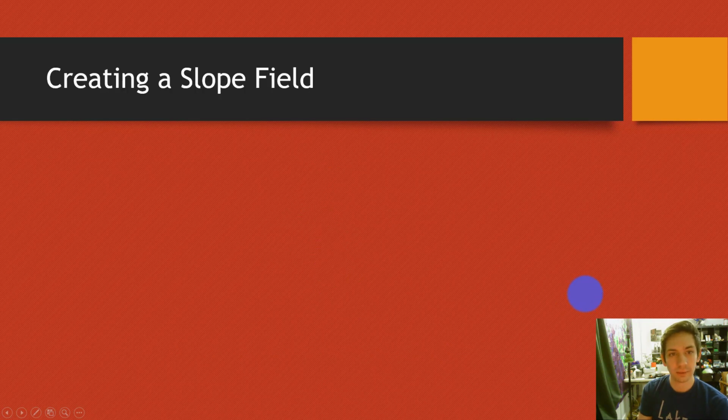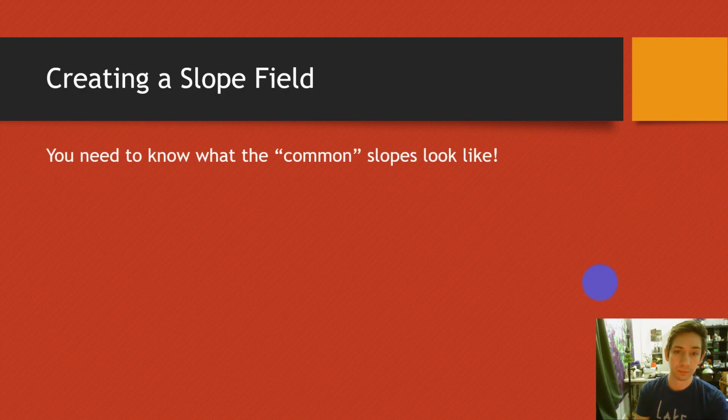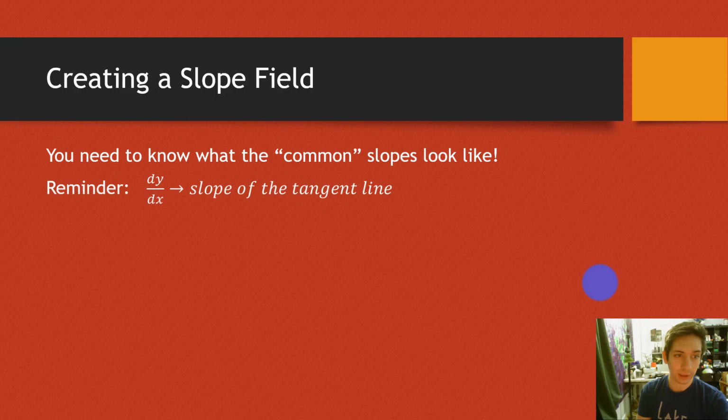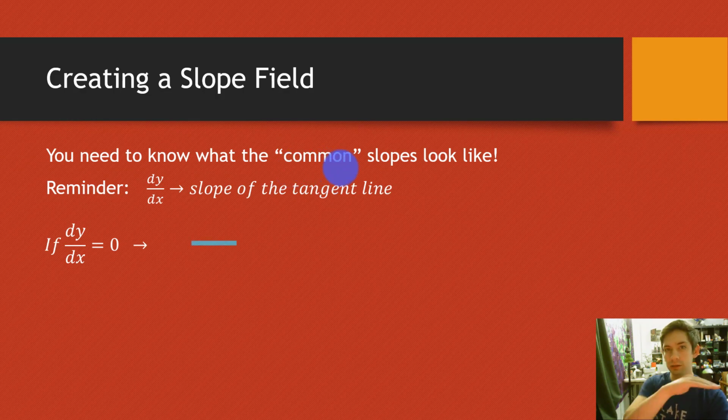Let's do an example, but first let's go through creating a slope field. There are just some common slopes that we need to know. And a reminder that you'll see differential equation problems written like this, dy/dx equals something. But just a reminder that dy/dx is the same as the slope of the tangent line because it means the derivative. So if dy/dx equals 0, it means the slope of the tangent line is 0. So we would draw a slope 0 line, a horizontal line.